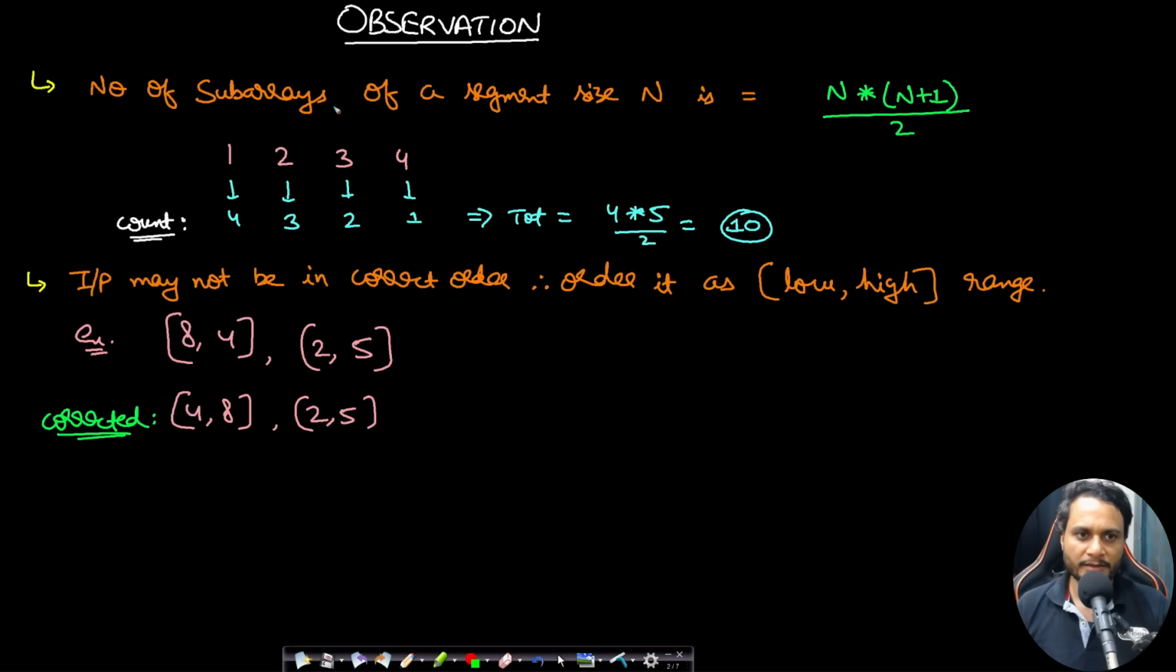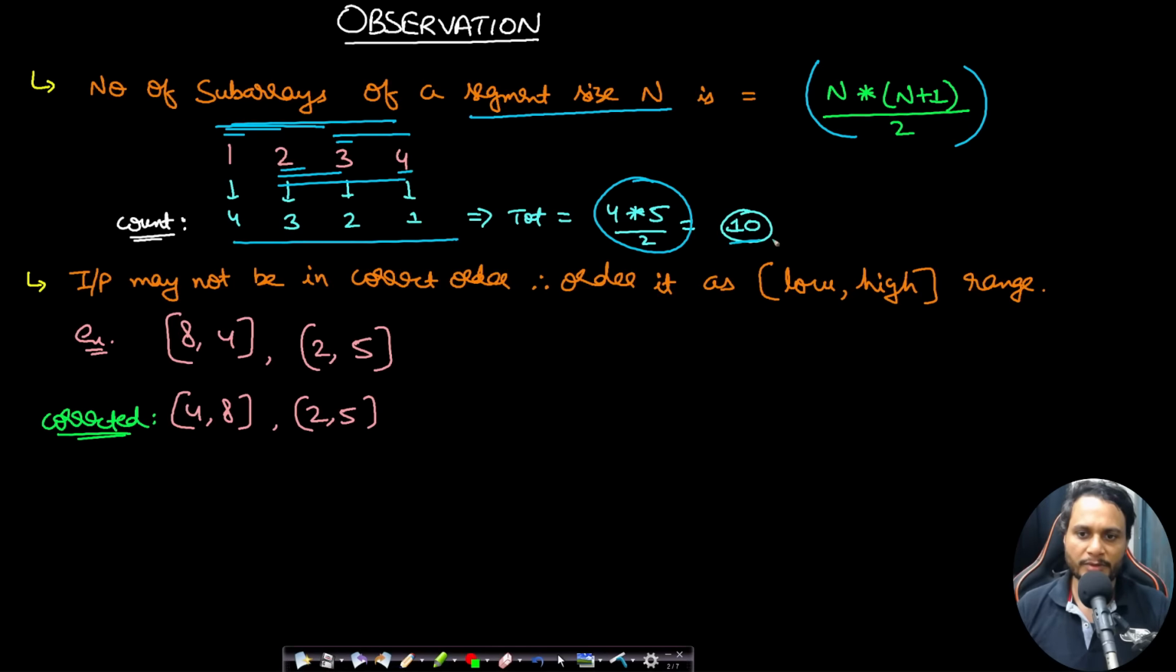You already know that the number of subarrays of a segment size n will be n into n plus 1 by 2, because if you take a segment 1 to 4, then you can find out all the subarrays starting with 1, that is 4 count, starting with 2, 3 count, starting with 3, 2 count, and starting with 4, 1 count. And if you add it up, it will be n into n plus 1 by 2. Here it is 10.